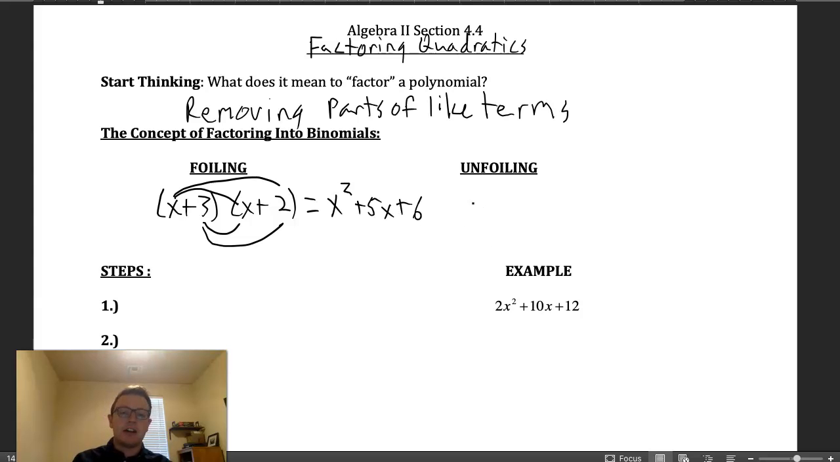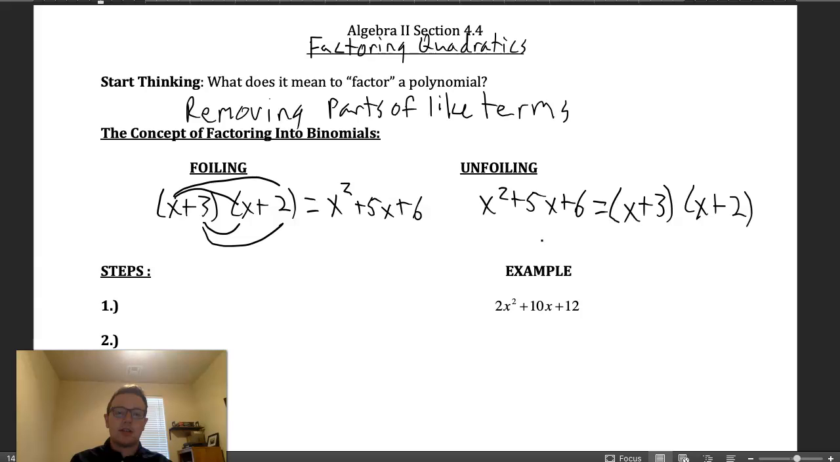On the flip side, we can unfoil. If we were given x squared plus 5x plus 6, we could ask, what do we need to do to get this back into the form of x plus 3 times x plus 2? This process of going from the complete quadratic back into two binomials that are being multiplied, that is factoring.